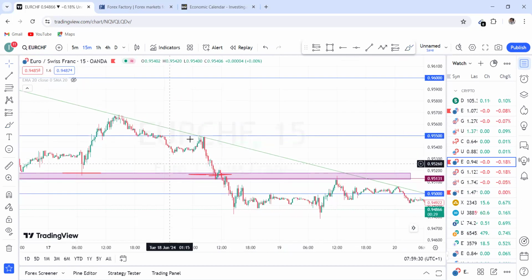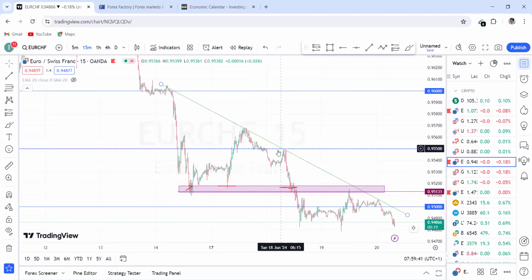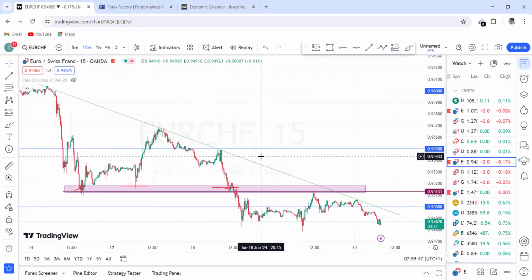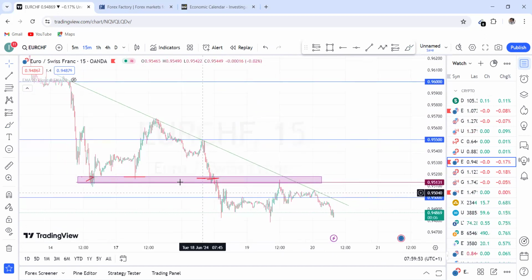Why? Because it gave me a double top here. After this retracement, it gave me this double top at the psychological level, and that was indicative of me taking the trade. So I had to take this trade. I was expecting similar things to happen yesterday, being Wednesday.